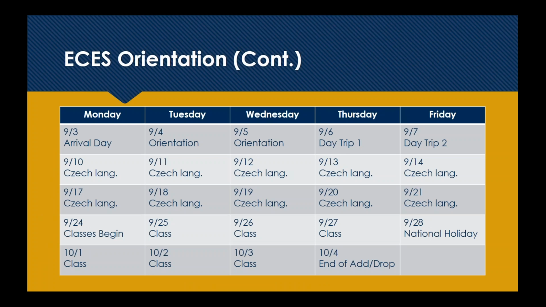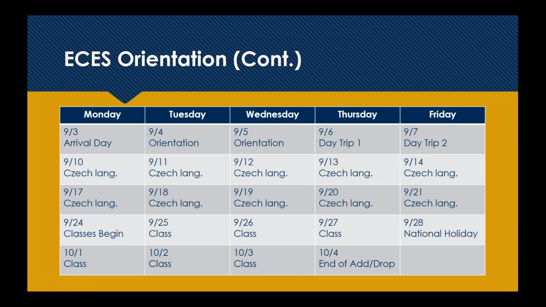So this here is just a brief overview of what orientation looks like so that you can visualize it a little better. So again, the first week you have all of your orientation activities, followed by 2 weeks of Czech language, followed by classes. So once classes begin, you meet in classes Monday through Thursday. Those are the only 4 days that we hold classes once Czech language ends. Czech language is the only class that meets on Fridays.